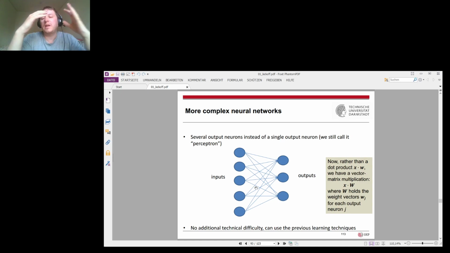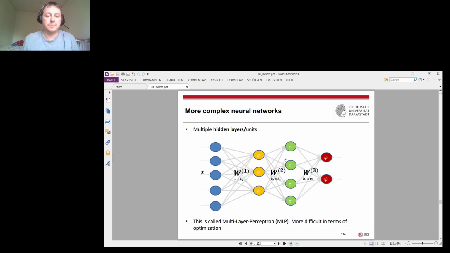Then we have a vector-matrix multiplication, because the input stays a vector, and now we multiply this input with the weight matrix to get the pre-activation for each output unit. And then we put a non-linearity on each of these pre-activations. Going from one output unit to 4 output units is not a big step. We would still call that a perceptron.